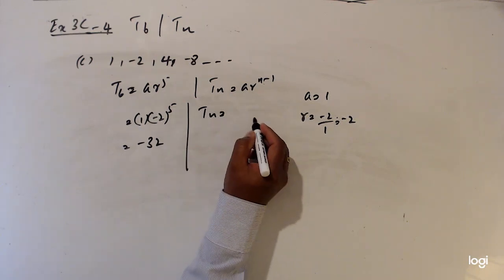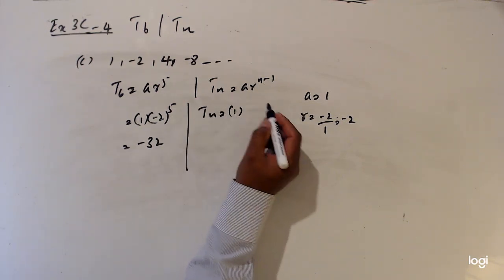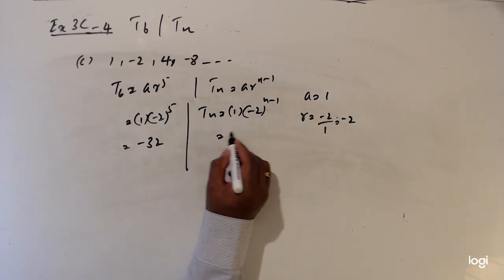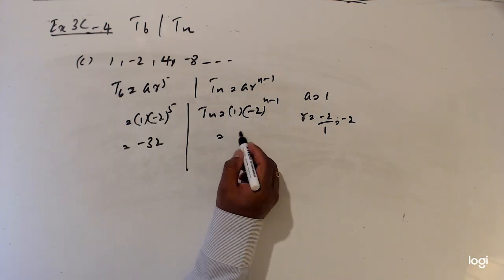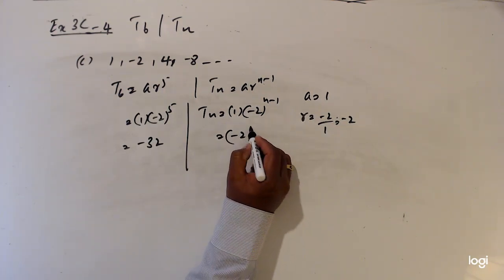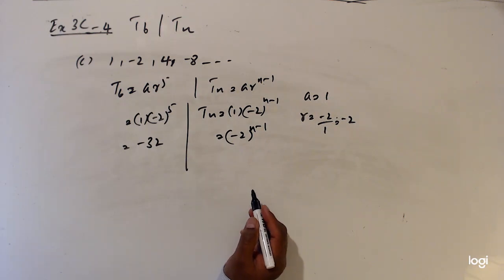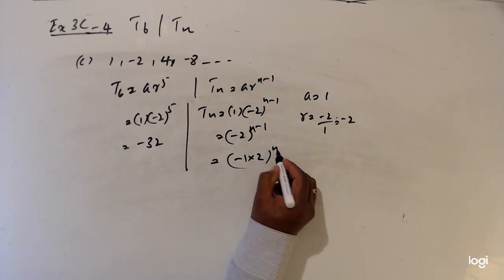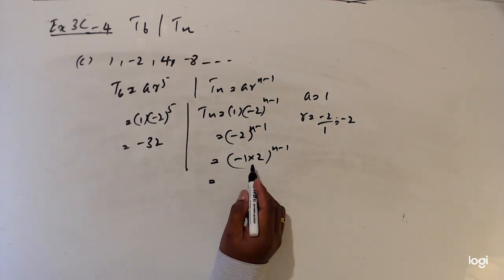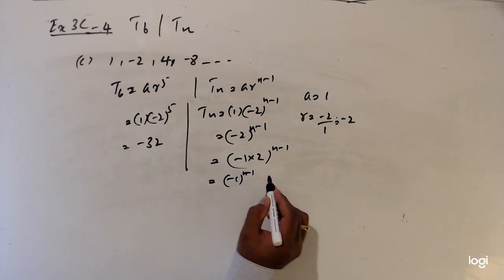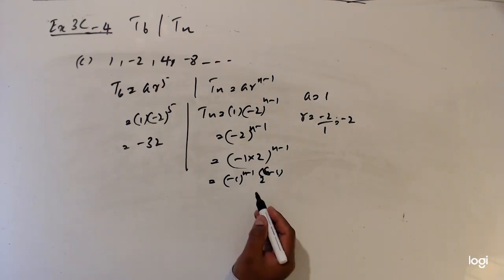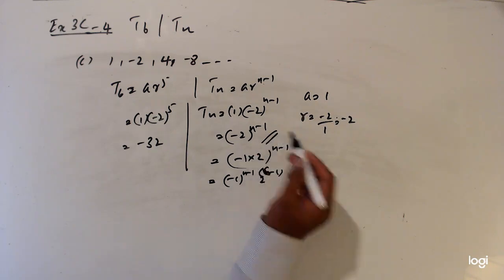And Tn: a is 1 again, r is minus 2, to the power n minus 1. So 1 times anything is the same answer: (minus 2) to the power n minus 1. If you want, you can write it like this: minus 1 times 2, to the power n minus 1. And then this is (minus 1) to the power n minus 1 times 2 to the power n minus 1. But you can stay from here.